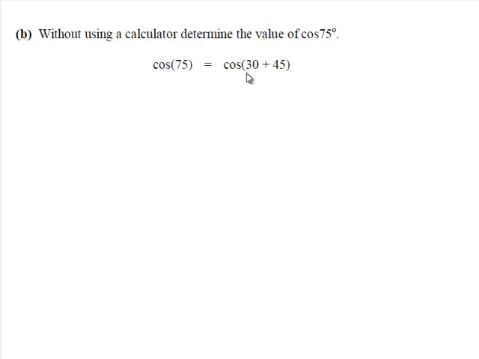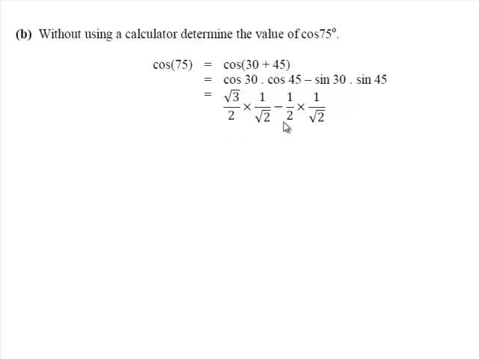So we'll keep those in mind, because we've got 45 and 30 here, and we can break 75 down into 30 and 45. Now we can't just put the values in here. What we've got to do is expand this in the normal way. So cos 30 plus 45 is cos 30 times cos 45 minus sine 30 times sine 45. So using the identities from the previous frame, cos 30 is root 3 over 2, cos 45 is 1 over root 2, sine 30 is 1 over 2, and sine 45 is 1 over root 2.